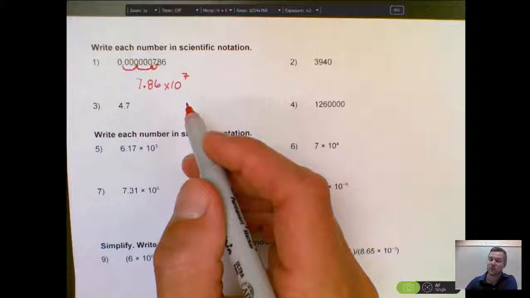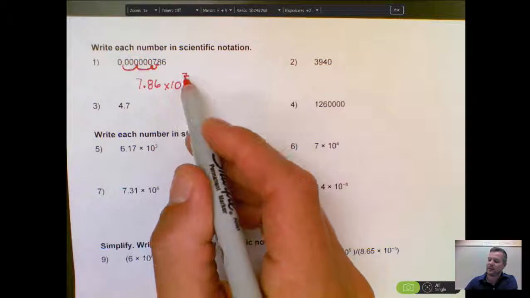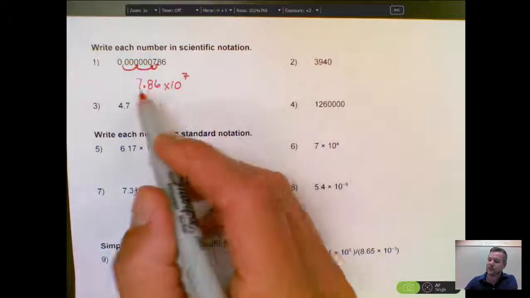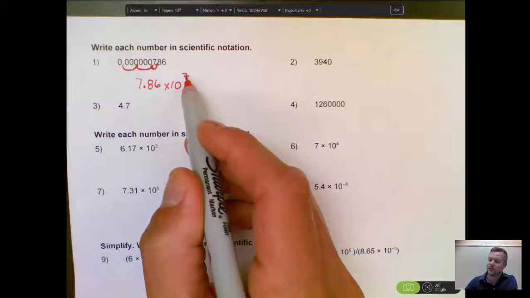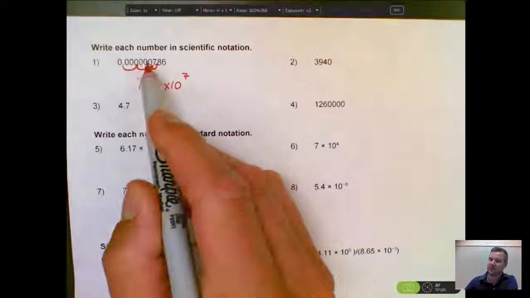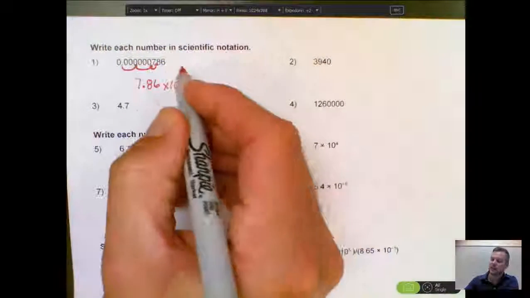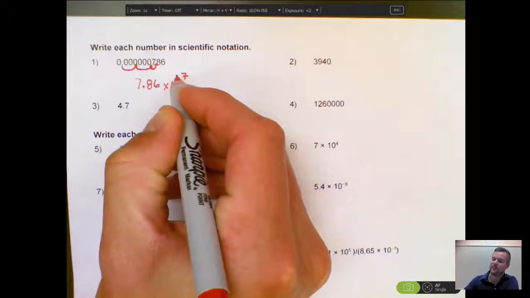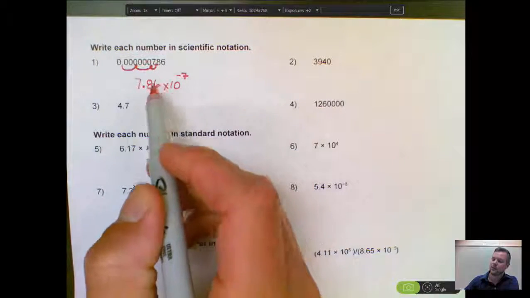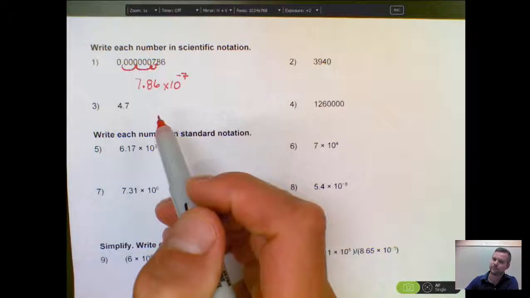You can think 10 squared is 100. That's a pretty big number. So 10 to the 7th must be a big number. 7.86 times 10 to the positive 7 would be a big number. Is this big or is this small? Well, that looks pretty small to me with all those zeros. So that means I need to multiply by a small number instead of by a big number. So a reasonable size number times a small number makes a small number.